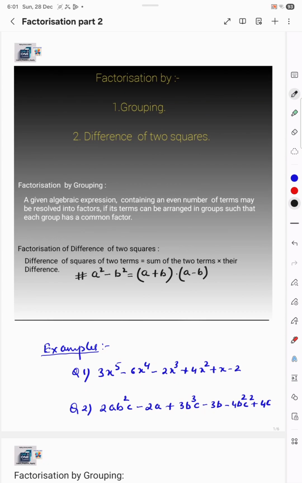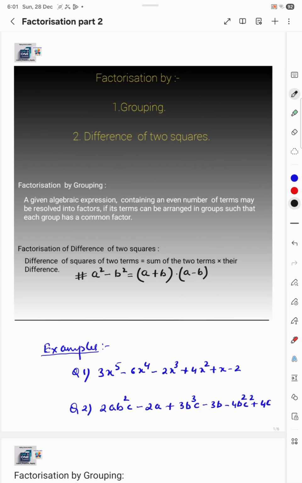Second method is how do we take factors for difference of two squares. So whenever we have difference of two squares, we use this formula: a square minus b square is equal to a plus b into a minus b. So this is the whole concept behind these two methods. So now let's try to understand by taking few examples.